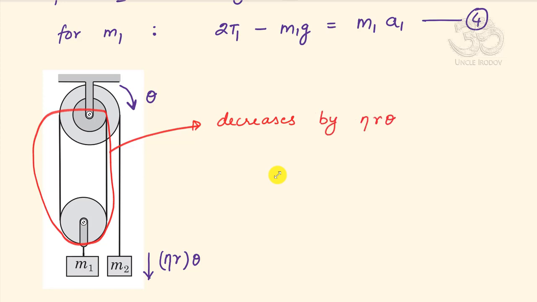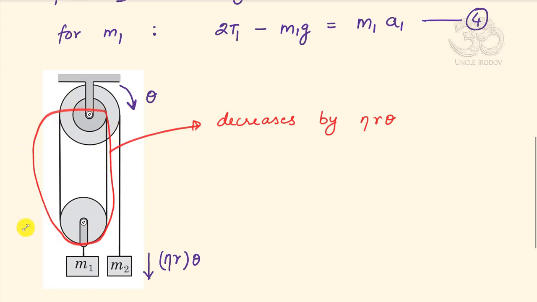eta r into theta, but there is an inner drum, and as the pulley rotates clockwise by an angle theta, some amount of string will be unwound at this place. It will open up. How much string will open up at this place? The inner drum will also rotate the same angle theta, so the amount of string that you are going to get here is r theta. That will be an increase in the length of the string here.